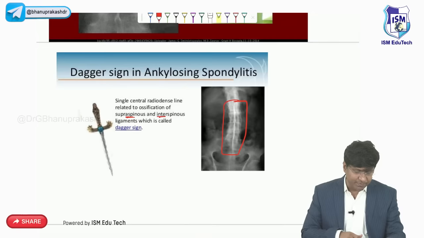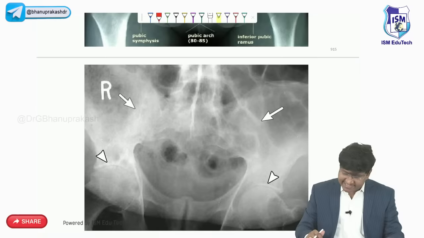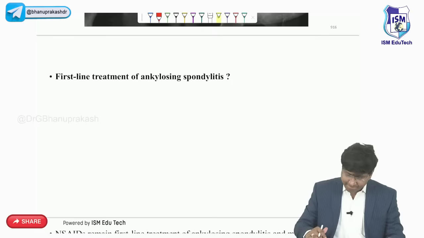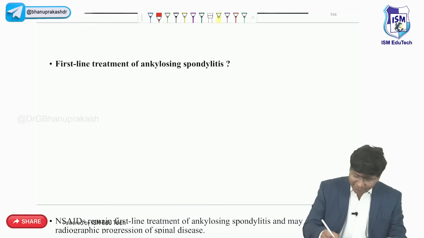Next, how will be the sacroiliac joint? There will be destruction of the sacroiliac joint, because even that is also gone. Then coming to the treatment of ankylosing spondylitis. So what do you think is the first line treatment for ankylosing spondylitis? The first line treatment in ankylosing spondylitis will be the NSAIDs, non-steroidal anti-inflammatory drugs.